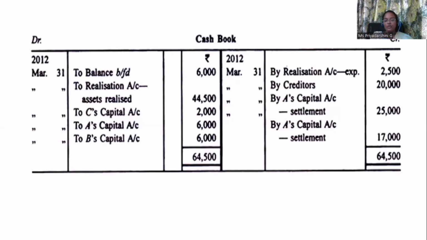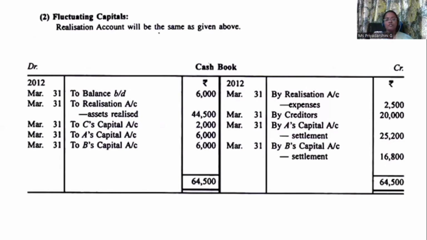So this is how we will get the final accounts, that is the statement of accounts of dissolution of the firm. This is all about the fixed capital method. Let's see how this is going to reflect in the fluctuating capital method. It is the same thing. The realization account will be the same as we did for fixed capital, but there is a change in the cash book alone in this fluctuating capital method.